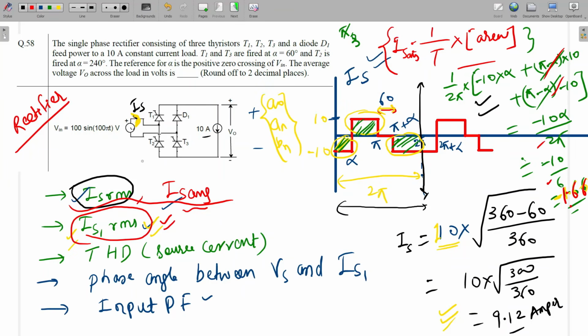So this is a rectifier circuit. Different kinds of rectifier topologies are there. In that, a full bridge rectifier means all four will be thyristors. If all are diodes, that is called an uncontrolled diode bridge rectifier.